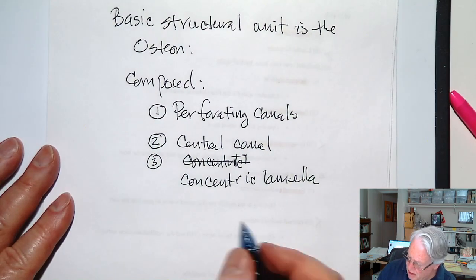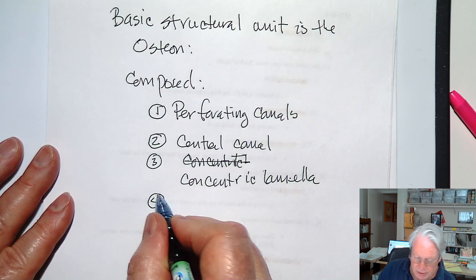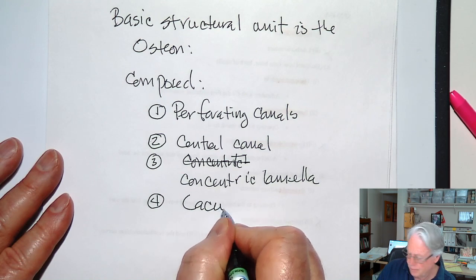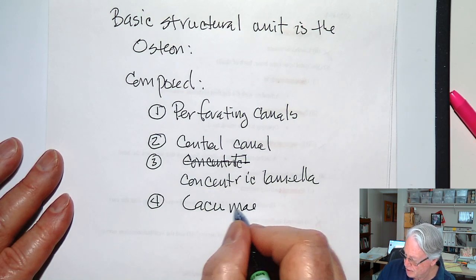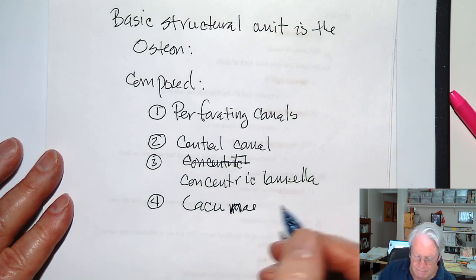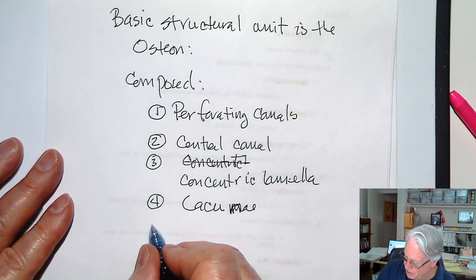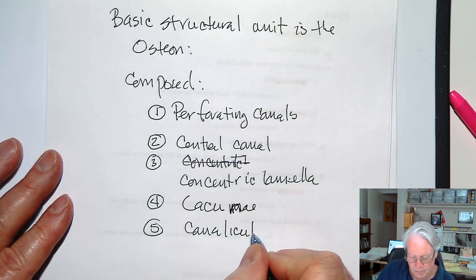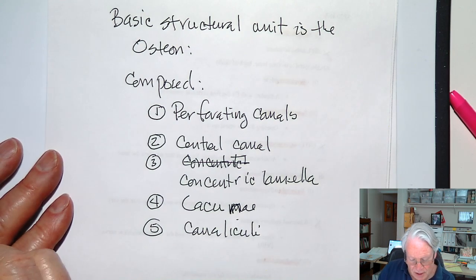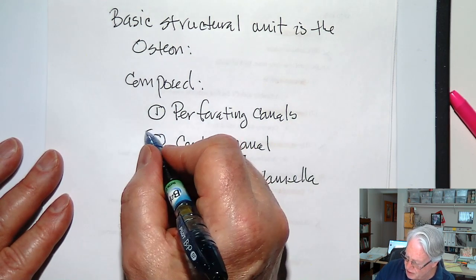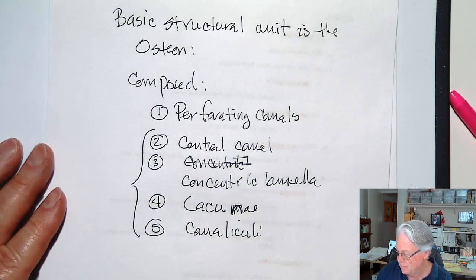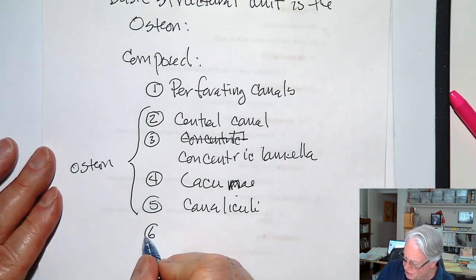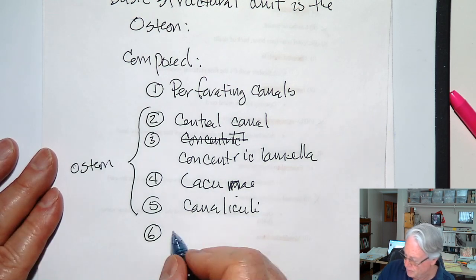Concentric lamella. And number four on our list is going to be the lacuna, or lacunae. Okay. And then we also have the canaliculi. And these structures right here, those four things make up the osteon. But we also have a sixth structure, which are the interstitial lamellae.